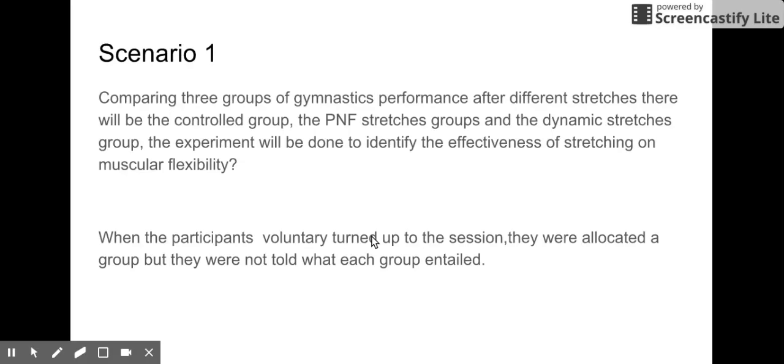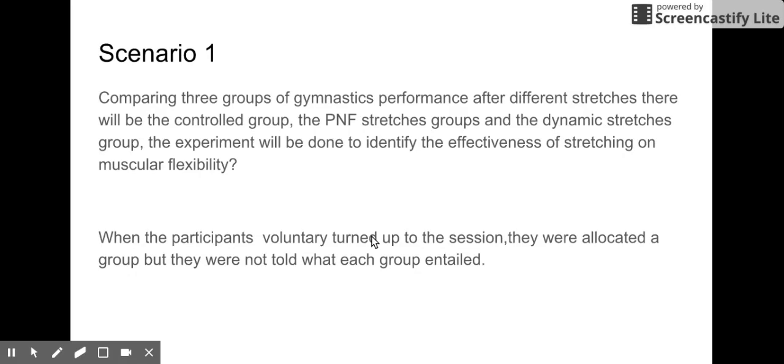Right to withdraw. The participants should have had the right to withdraw throughout the experiments. Therefore, they should not have been forced to do anything they didn't wish to. So if no one wanted to do the PNF stretches, then they didn't have to. They have that choice whether they do it or not.